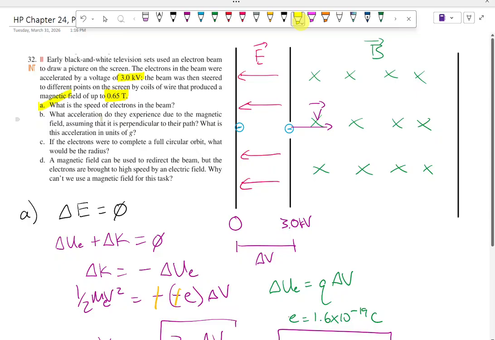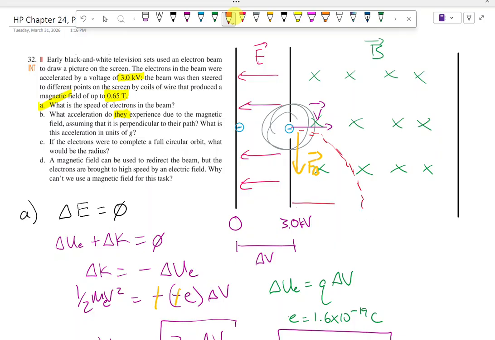We got that one. So what acceleration do the electrons experience due to the magnetic field, assuming that it is perpendicular to their path? What is the acceleration in units of g? So we're going to find the acceleration. It's a negative charge, so I'm going to use my left-hand rule. My thumb is the direction of the velocity, my fingers point in the direction of the magnetic field, and my palm points downwards. So this is going to feel a magnetic force downwards, and that means it's going to turn in a circle. So there's like a quarter of a circle of a radius there.